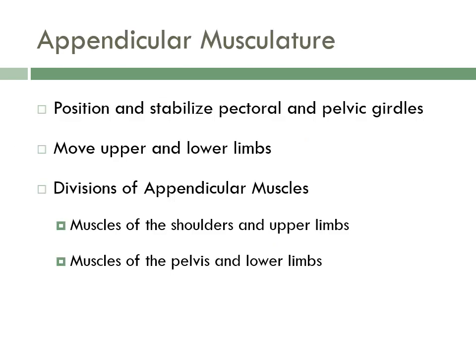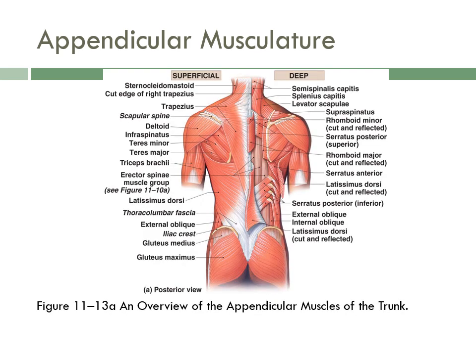All right, that completes our axial muscles. So we're going to move on to appendicular musculature. So the muscles of our appendicular skeleton position and stabilize our pectoral and pelvic girdles. They allow for movement of our upper and lower extremity, or upper and lower limbs. And they're divided into two sections, muscles of the shoulder and upper limbs, and muscles of the pelvis and lower limbs. You can look over this slide and the next slide to come back and look at specific muscles, but I'm going to go past them so that we can learn individual muscles.